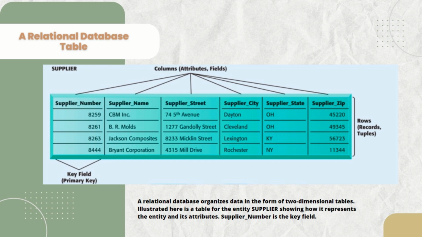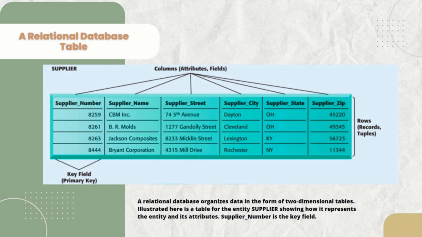It uniquely identifies each supplier record in the table. Supplier name represents the name of the supplier company. Supplier street contains the primary street address of the supplier. Supplier city stores the supplier's city. Supplier state contains the state of the supplier. Supplier zip contains the zip code of the supplier.